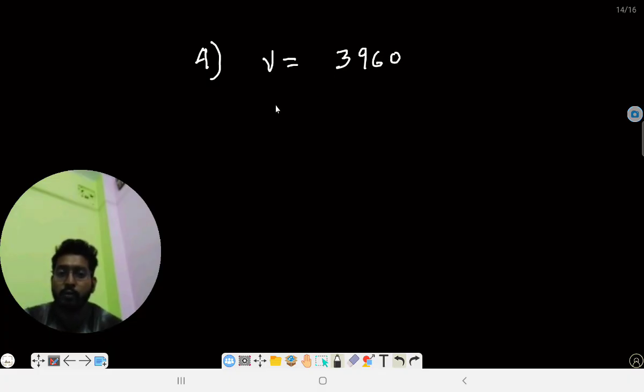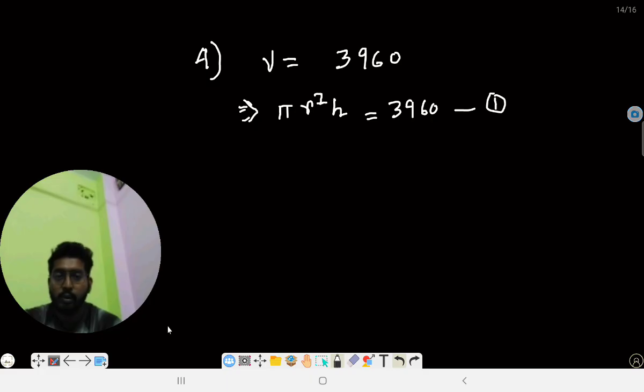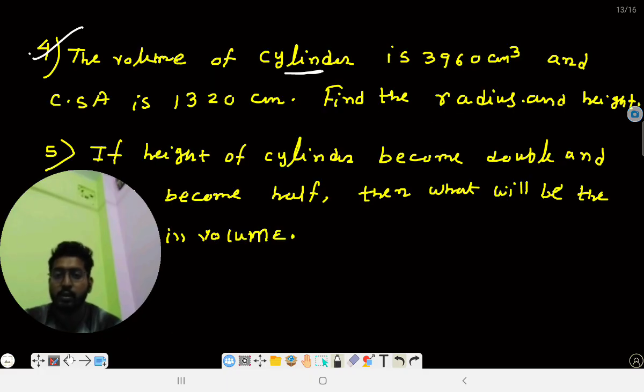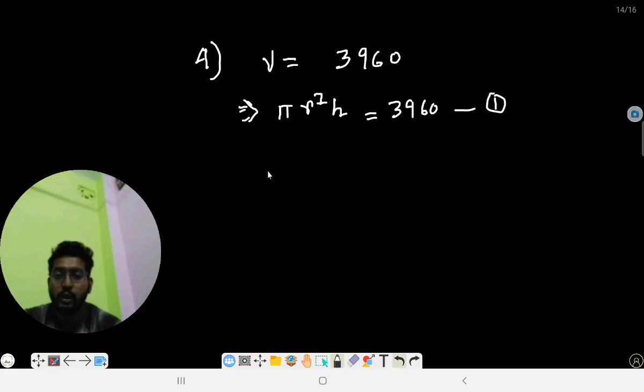Now what is the volume formula? We know the formula for volume is pi r square h. Volume is here pi r square h. This is 3960. This is equation 1. The next one is curved surface area. Now what is the formula for curved surface area? 2 pi r h. This one equals to given 1320.